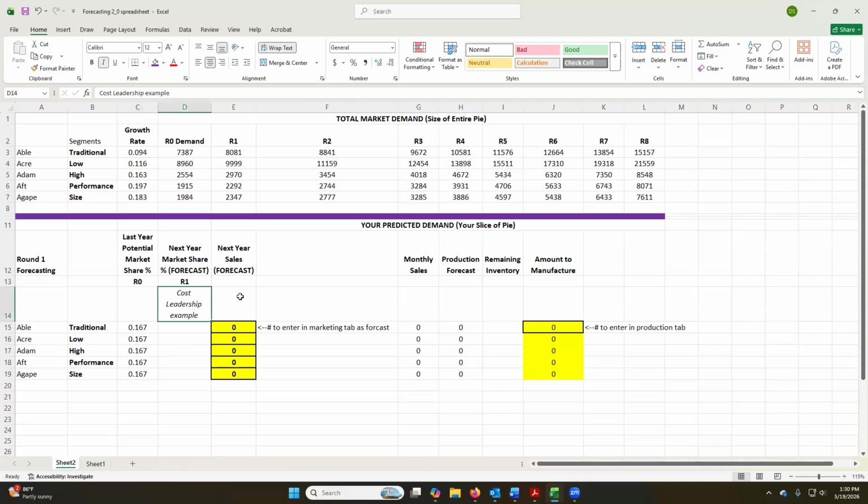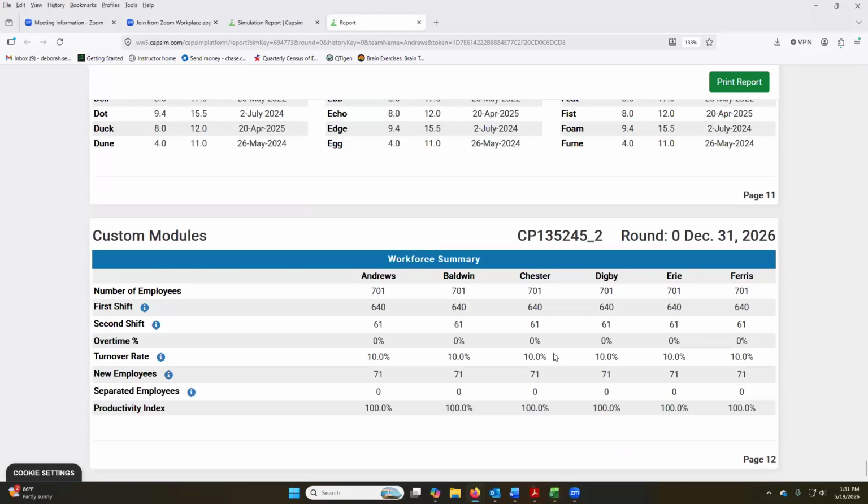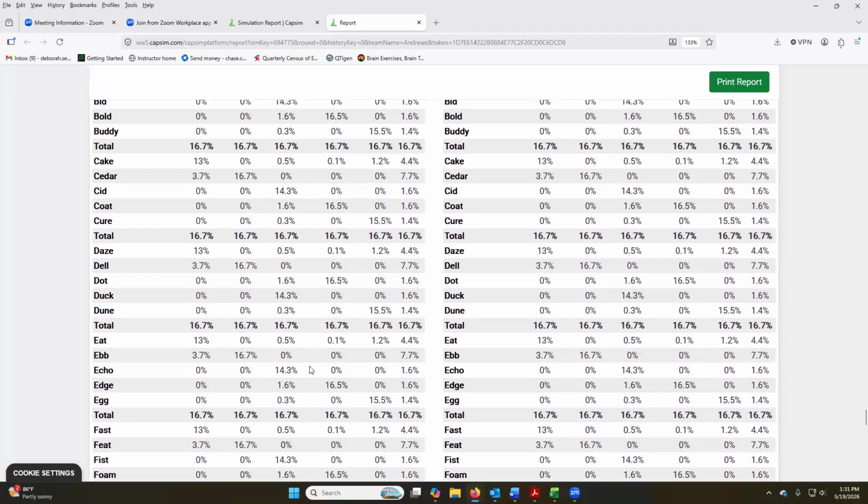So let's pretend like we're following a cost leadership. So we are going to be making decisions through research and development and through forecasting and through marketing that we think are going to focus on the low end and the traditional segments. So we're going to hopefully try to grow our market share in those 2 areas. So taking a look first at our, oops, went too far. So this is on page 10 of the Capstone Courier.